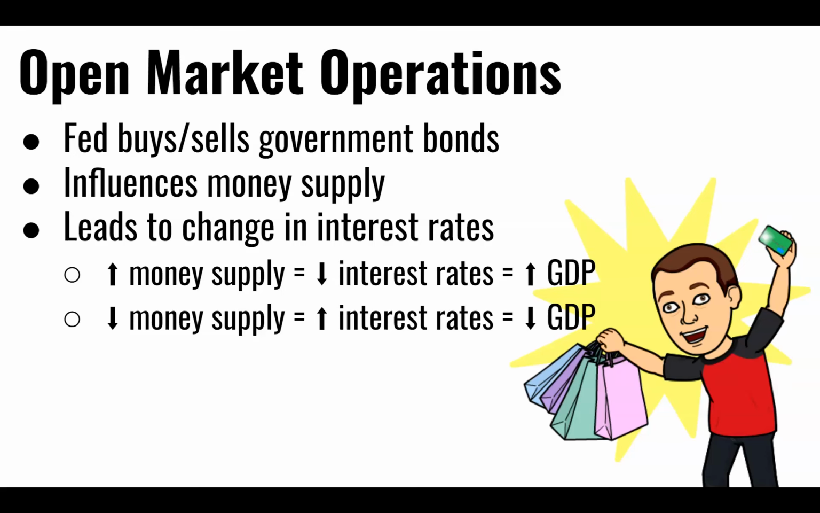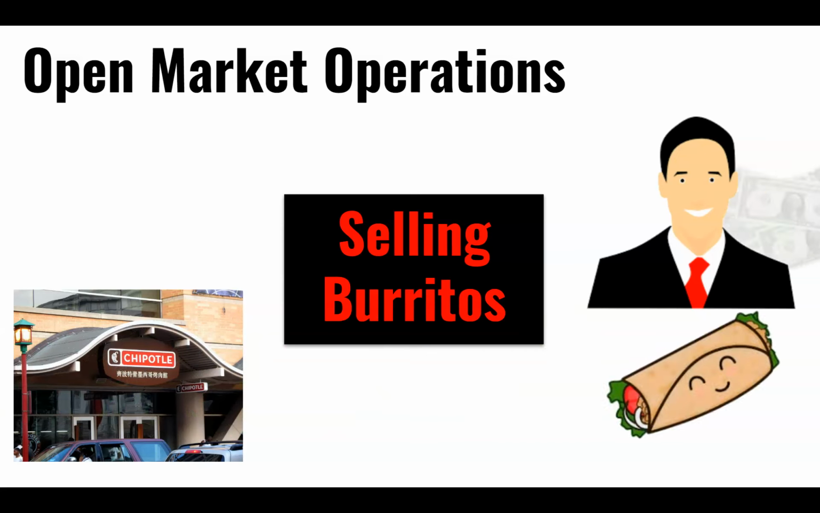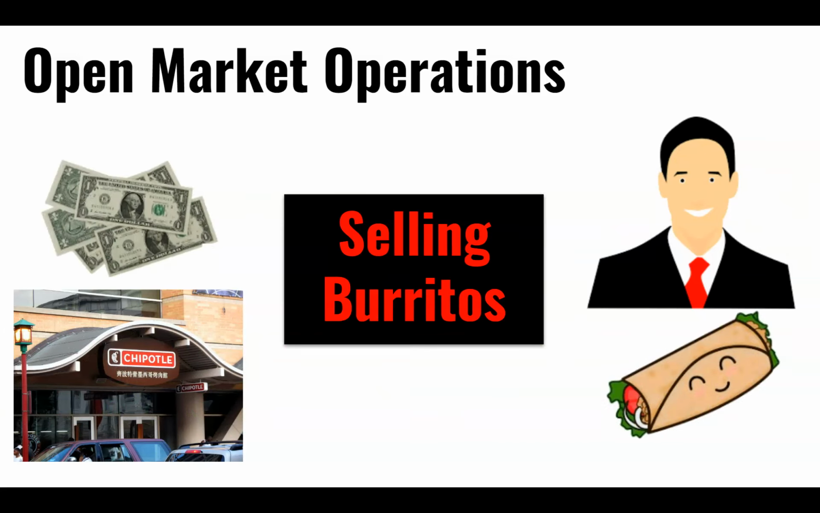So let's think about this in terms of a business. Let's pretend that we're Chipotle, and Chipotle sells burritos to consumers. When Chipotle sells burritos to consumers, they're going to send the burrito to the consumer, and in exchange, that person is going to hand Chipotle cash. So money's coming into Chipotle when they sell burritos.